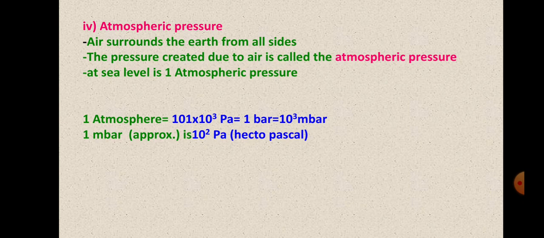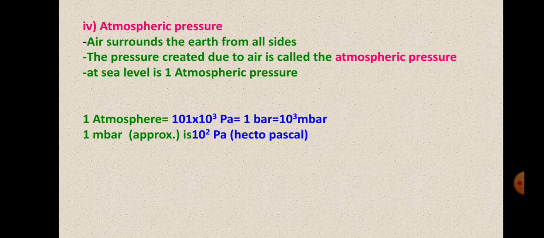Now this pressure created due to air is called the atmospheric pressure, and at sea level it is 1 atmosphere. Now 1 atmosphere is equal to 101 times 10 raised to power 3 Pascal, which is approximately equal to 1 bar, and which is equal to 10 raised to 3 hectopascal. 1 millibar is approximately 10 raised to power 2 Pascal, that is 1 hectopascal.